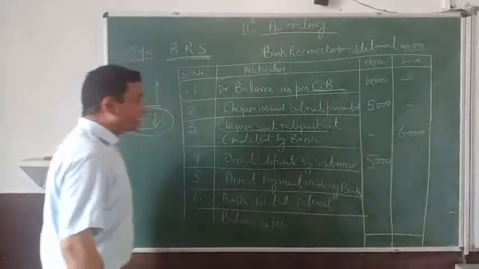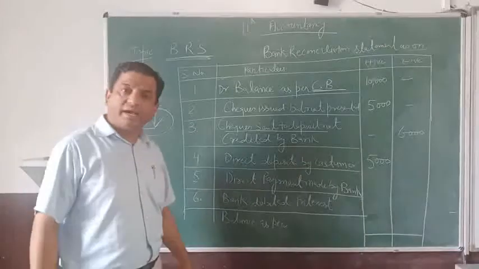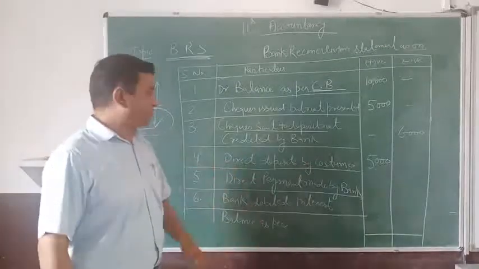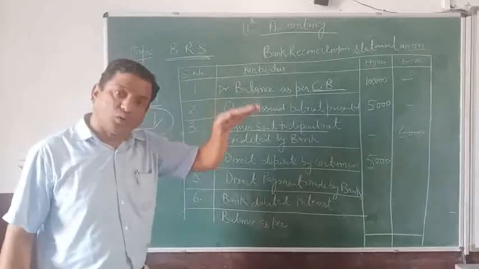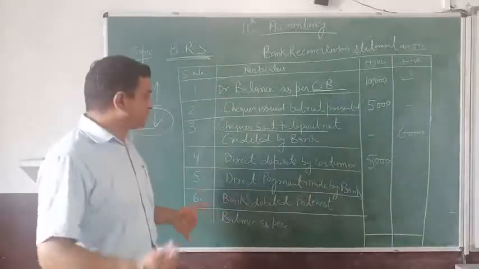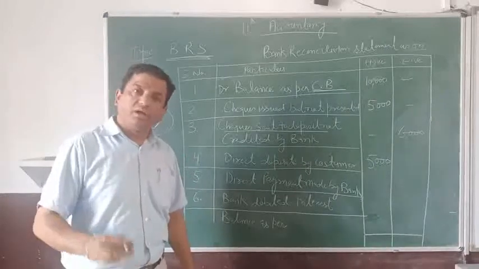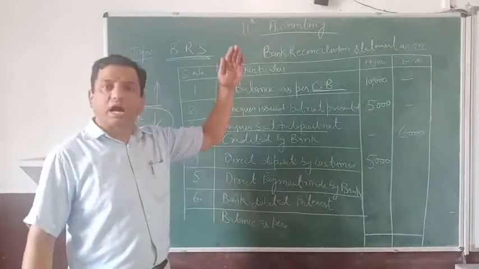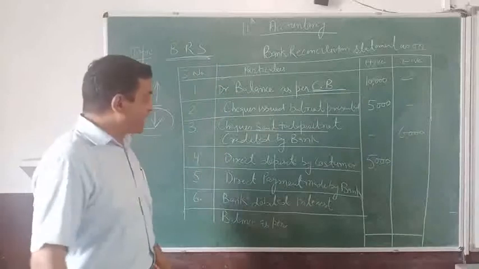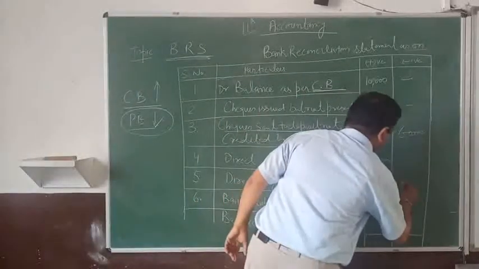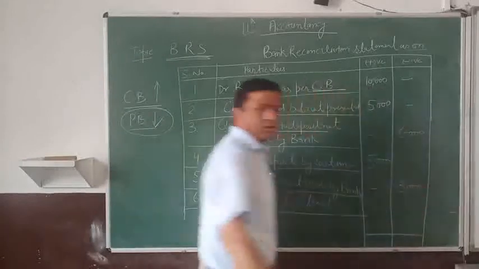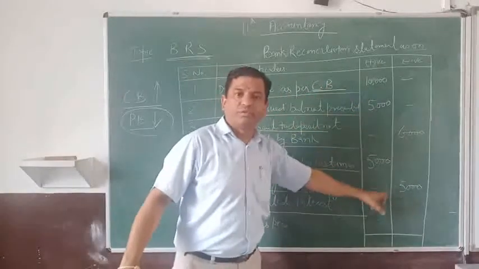Now, direct payment made by the bank. The bank has directly made the payment. So when a direct payment is made by the bank, then my passbook's balance has gone down. No information is given to the customer on time, so the cash book is up. So passbook down, cash book up, and we have to see the passbook, so we have to decrease. Suppose this is 5,000. I am taking imaginary assumed figures.